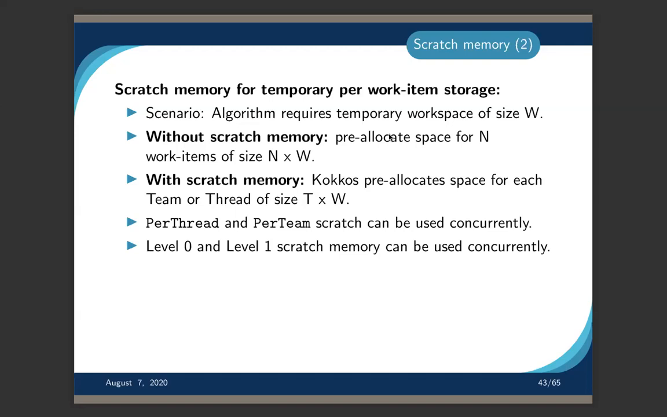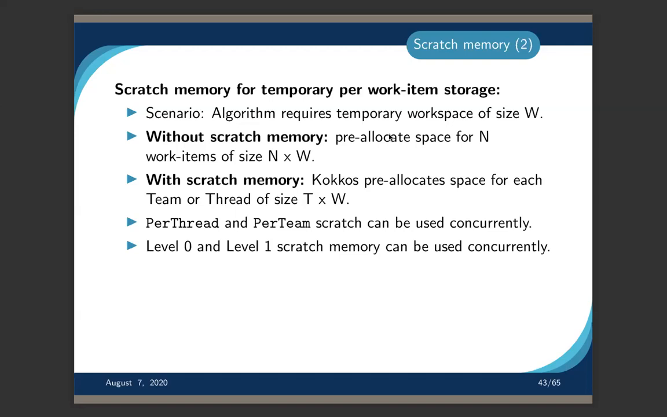What you could do without the scratch memory is you could pre-allocate your matrices for every work item, right? You could just pre-allocate n of these guys. But that might be a lot of storage. You actually don't need that, right? What you need is one for every team, or maybe every thread. So you need t times w instead of n times w. And if t is significantly smaller than n, then that would be significantly less memory.